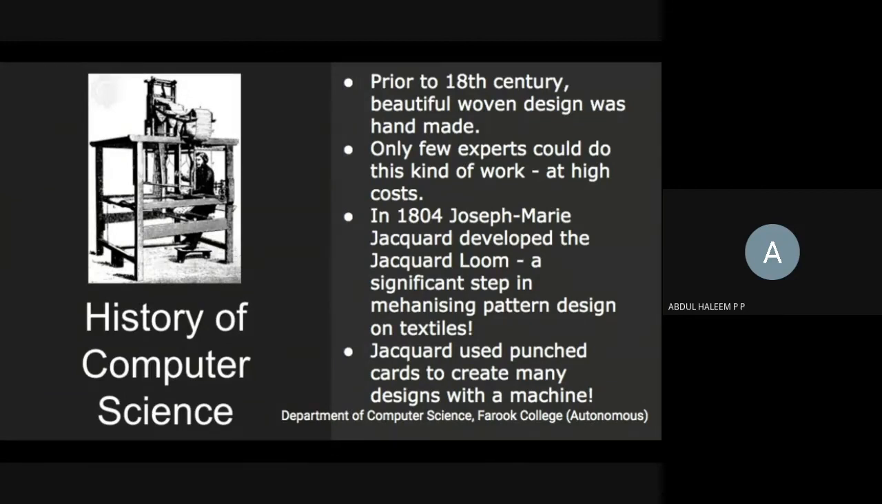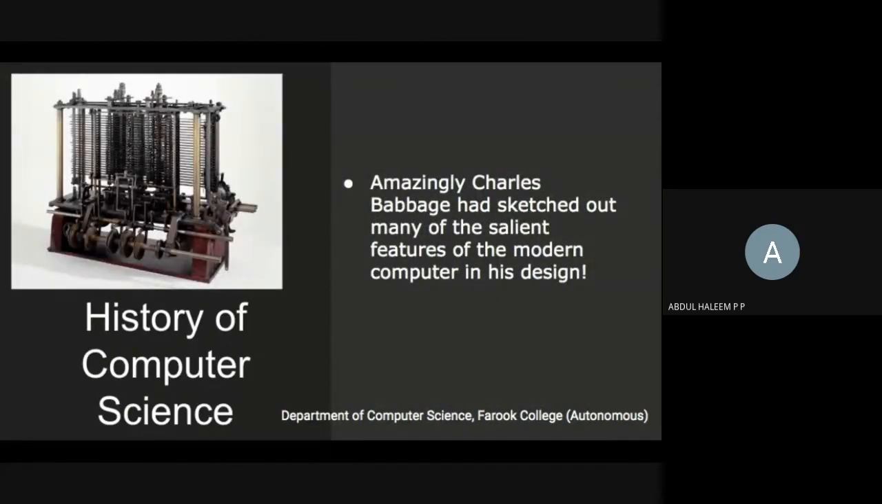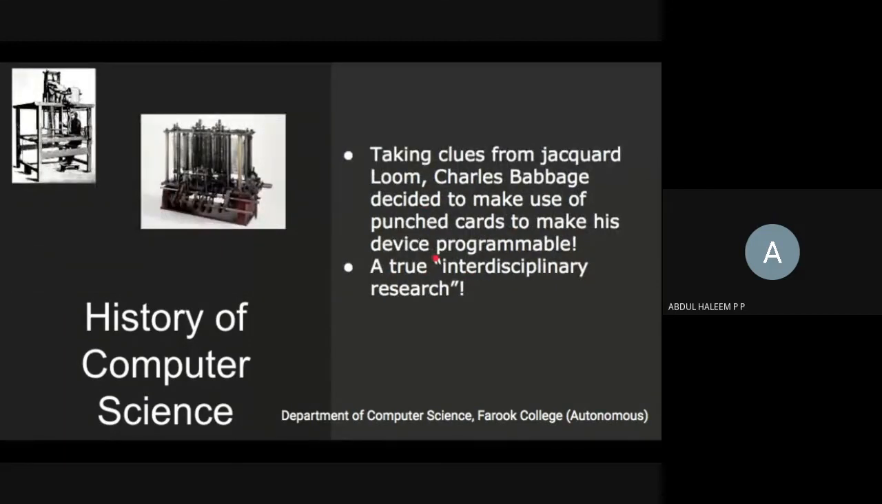A programmable dress designing system. Now, Babbage noted this punched card, and he thought about making use of punched cards as an input device for his dream machine. And that's why we have written this here. Charles Babbage had sketched out many of the salient features of the modern computer system design. And he even used the Jacquard loom's punched card system as a part of his design.